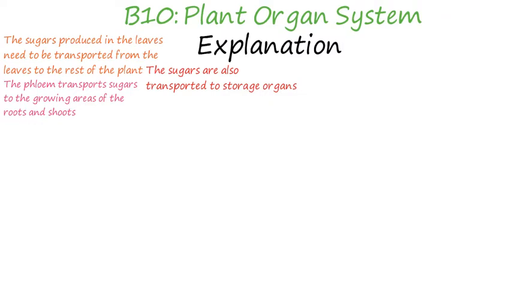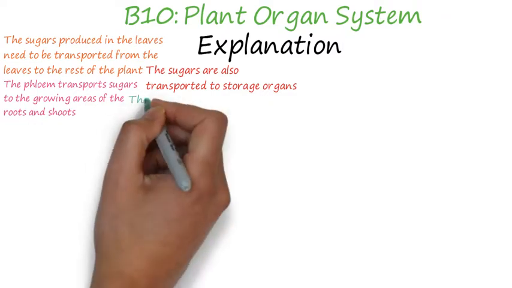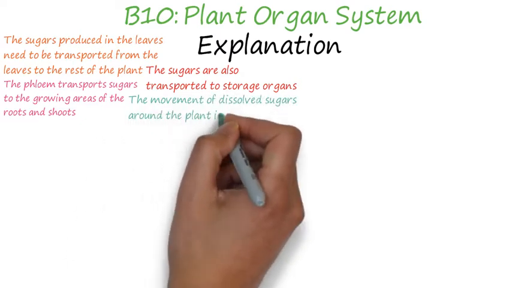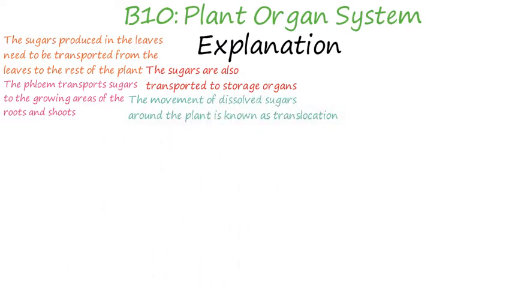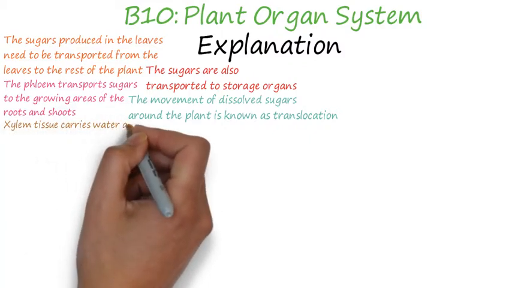In particular, sugars are needed in the growing areas of the roots and shoots. The sugars are also transported to storage organs where they are saved for winter. The movement of dissolved sugars around the plant is known as translocation. Translocation is important as plants need sugars for growth and respiration.